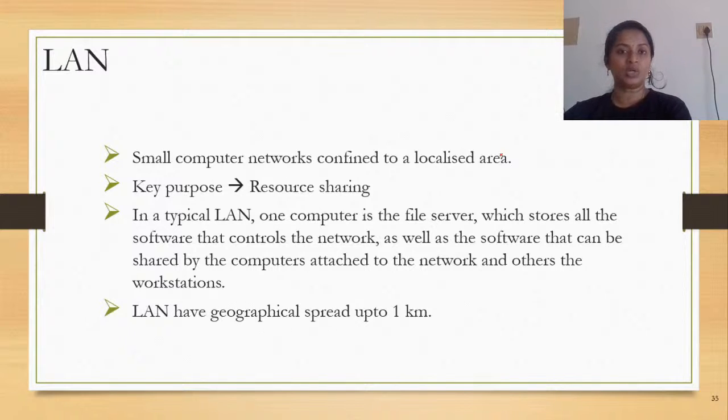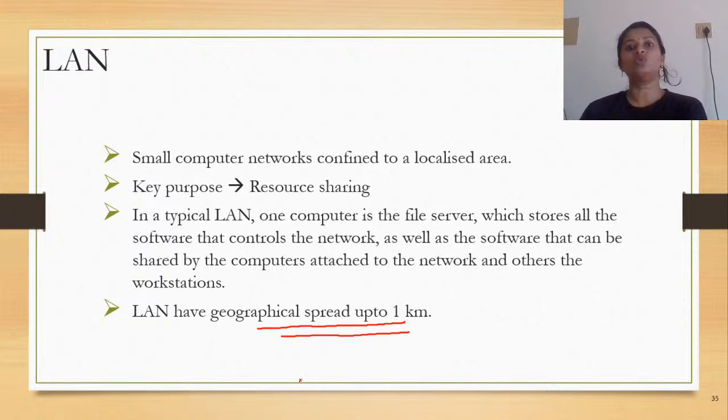Now we're going to see each one of them in detail. The first thing that we see with respect to LAN, or local area network, is that it has a geographical spread of around 1 kilometer. When you're talking about connectivity, say in your school, in a particular building, or in an office, what you call is the LAN network. So these are small computer networks confined to a localized area. What exactly can be an example for a localized area? Either a school wherein you have all the computer devices connected to one another.